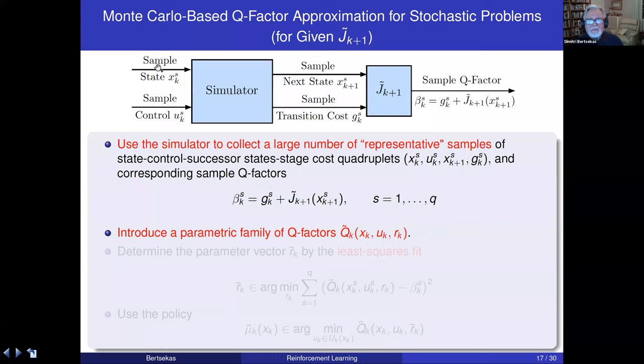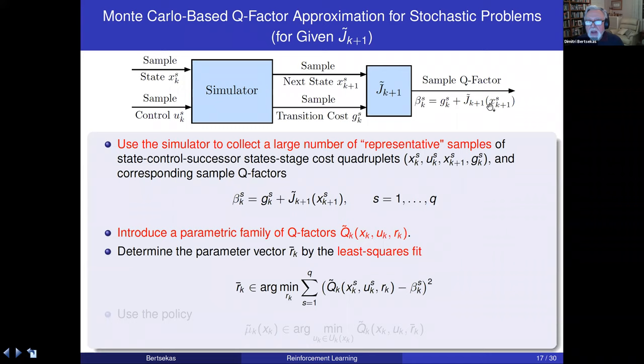state control pairs to Q factors, into a parametric family, and we do a least squares fit. So this is a sample Q factor, and we fit an approximation architecture that involves a parameter RK, like a neural network, for example, and we then obtain a parameter R bar, the best least squares fit of the approximation architecture to the data. And then once we have this Q tilde, we can also obtain by one step look ahead this policy.